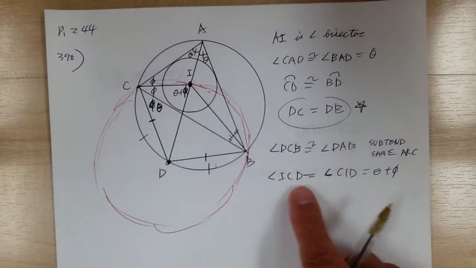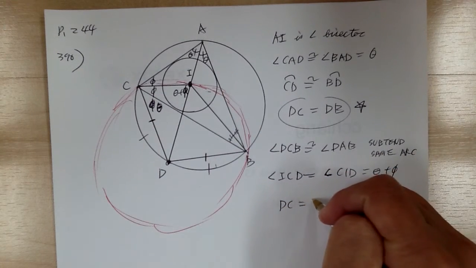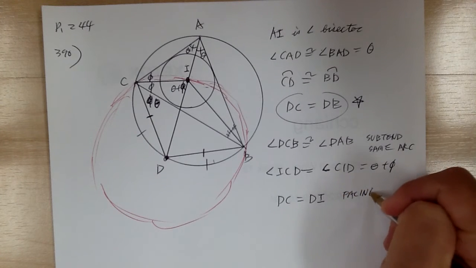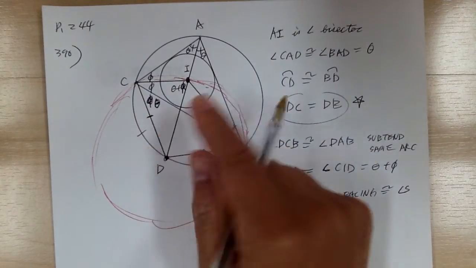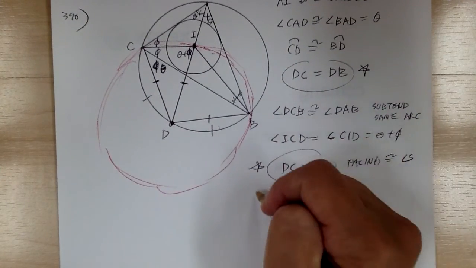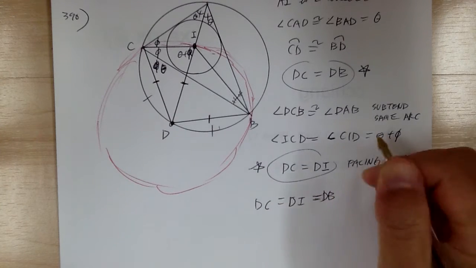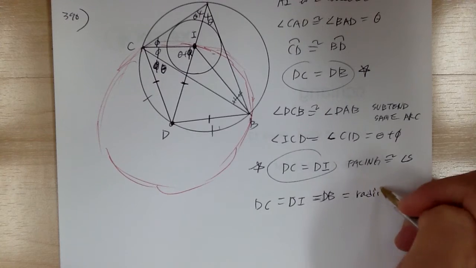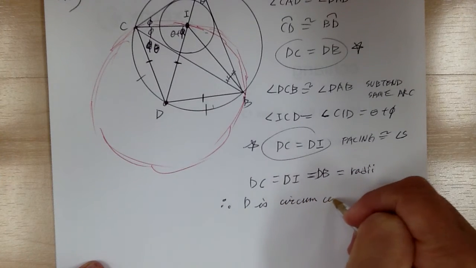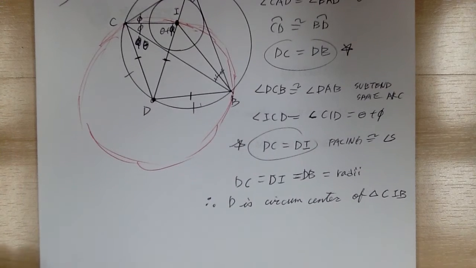Once we see that these two angles are congruent, then we have DC equal to DI, because they're facing congruent angles. So now these two are congruent, and this is important. After that, combining these two, we have DC equal to DI equal to DB, and all these are equal radii. So therefore, D is the circumcenter of triangle CIB. And that's it.